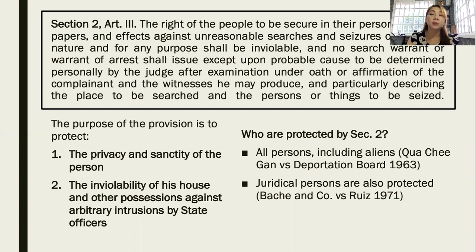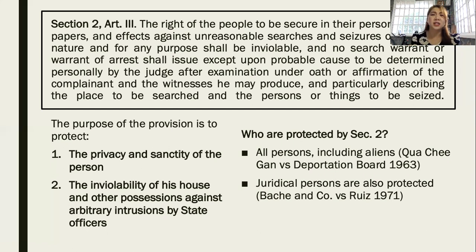So the provision does not prohibit all searches and seizures. What it prohibits are those unreasonable. So yung unreasonable lang daw yung prohibit. Unreasonable searches and seizures. Not all searches and seizures are prohibited. Those which are reasonable are not forbidden. A reasonable search is not to be determined by any fixed formula, but is to be resolved according to the facts of each case. Also, it must first be established that there is a reasonable expectation of privacy.